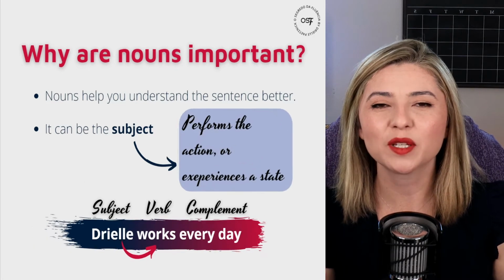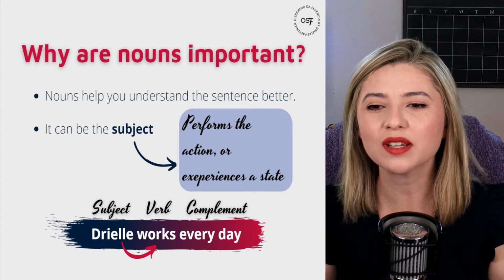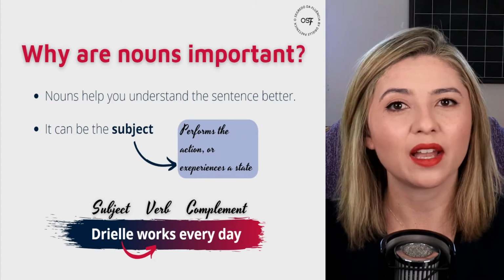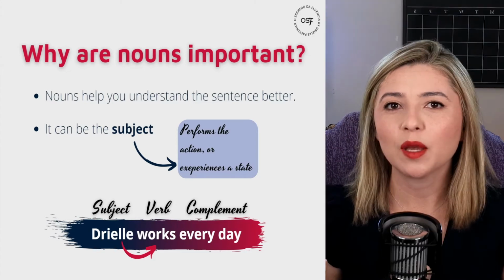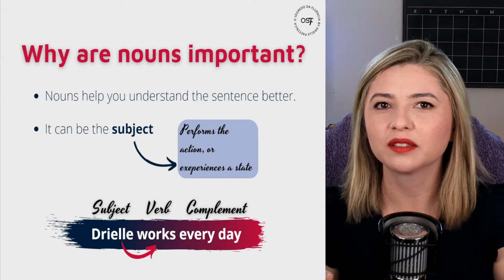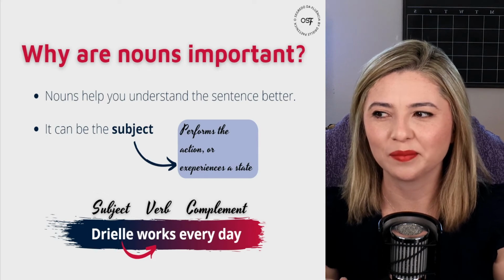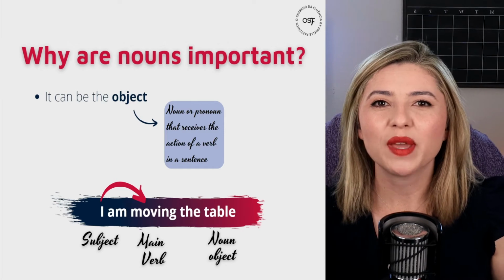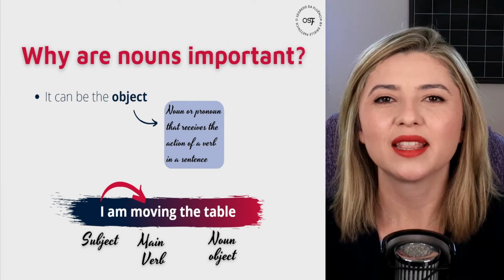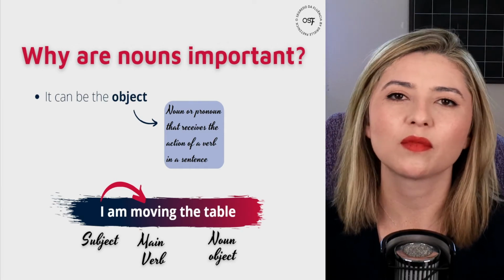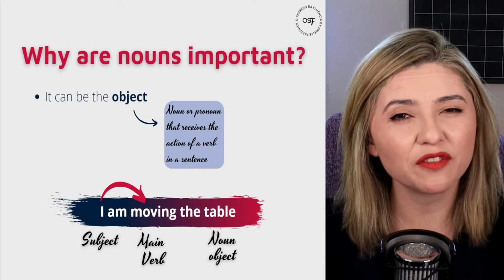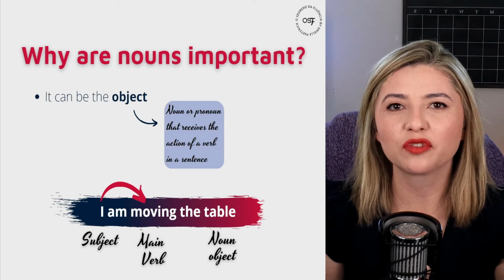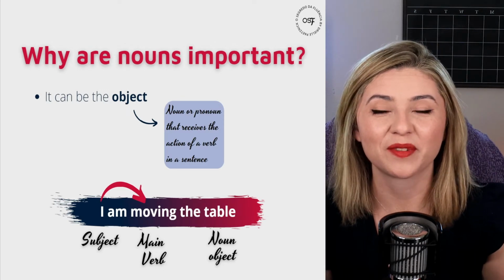So a subject performs the action or experiences a state. And the subject can be a proper noun, a common noun, or a pronoun. A pronoun, you will learn a little further on. Let's see. Nouns can also behave as an object. The object is the thing or person receiving the action from the verb. It can also receive the action from the preposition, okay?